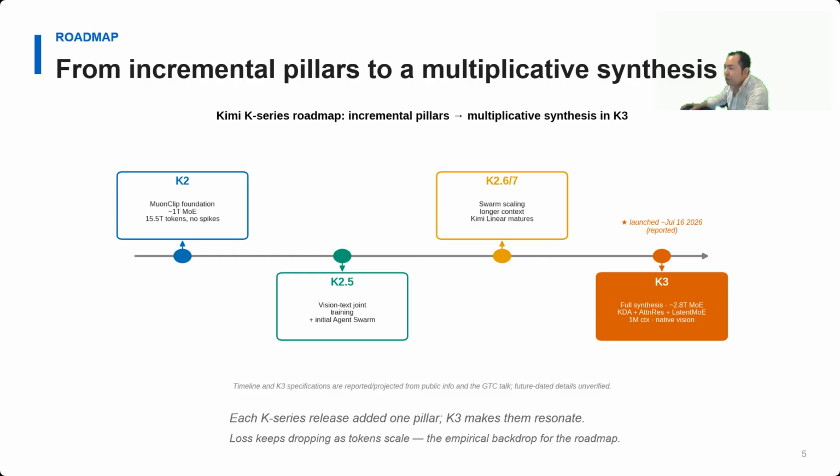token input. So I want to be clear that the timeline and the K3 numbers are reported or projected from some public information, and the future specifics are not independently verifiable. So treat them as directional, not as ground truth recipes. The pattern, I think, is a rare point from my point of view. I think each release added one pillar, and Kimi K3 finally makes them resonate together.